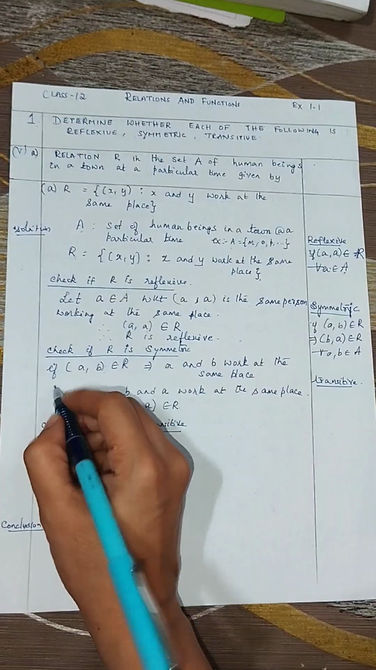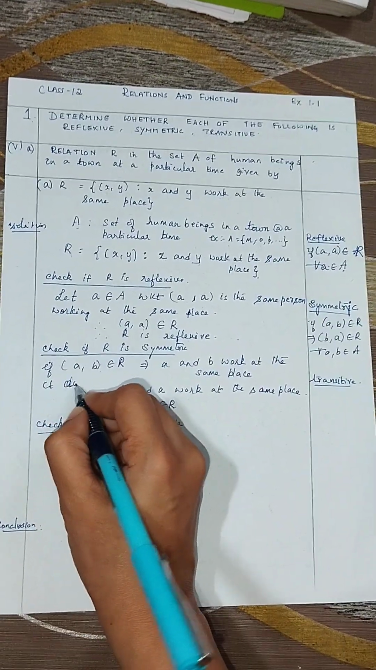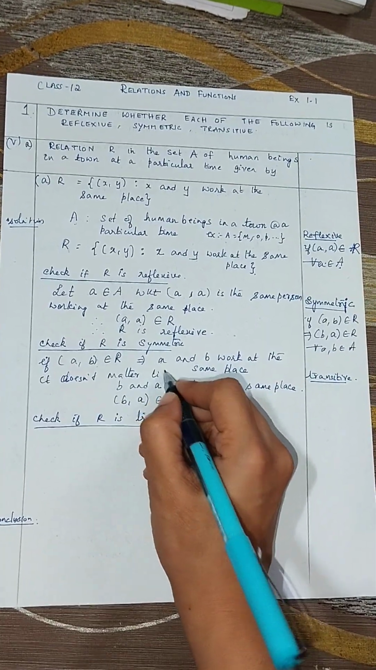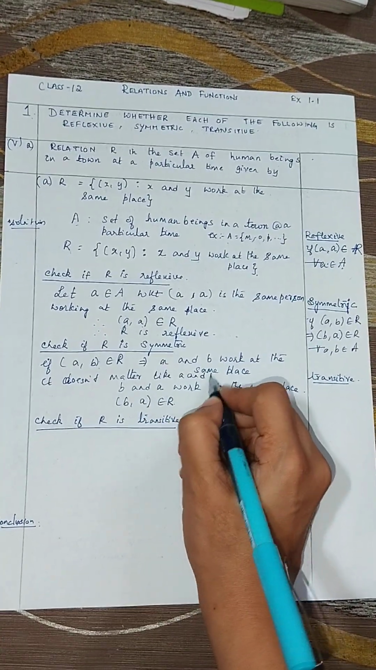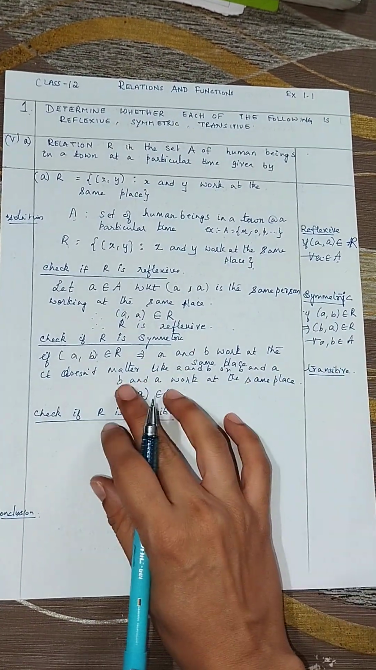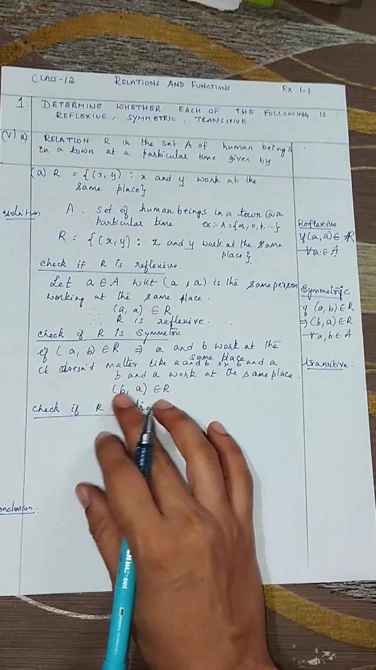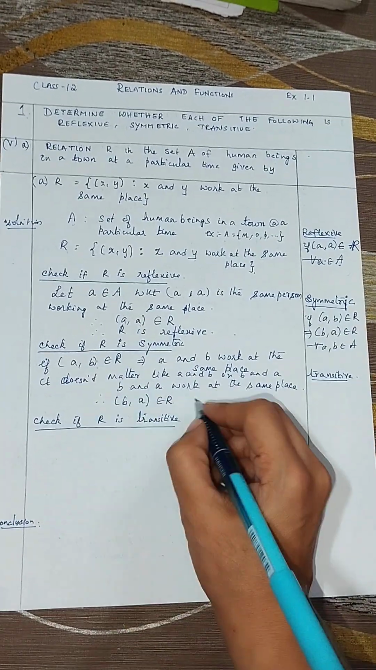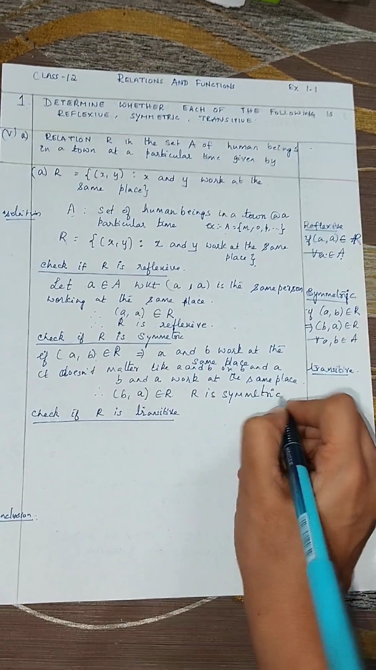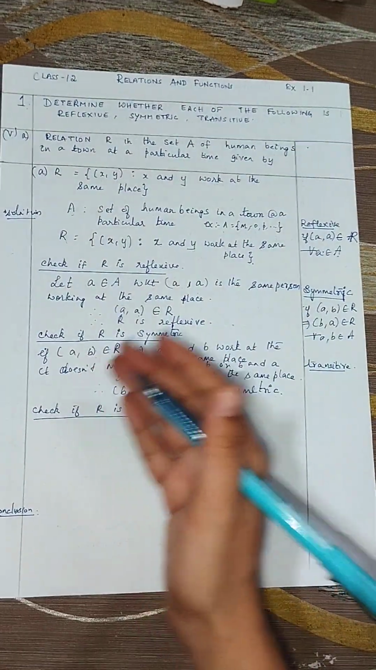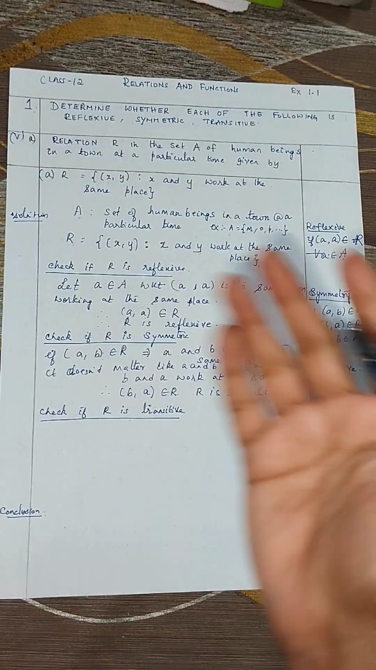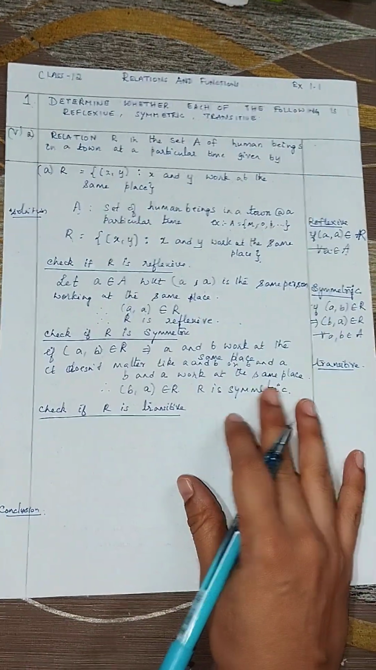Right? So it doesn't matter whether it is a and b or b and a. Both are the same people. So obviously b and a work at the same place. So (b, a) belongs to R. So what we can conclude here is that R is symmetric. So if Rani and Tony work at the same place, it doesn't make any difference to say that Tony and Rani work at the same place. So it is symmetric.